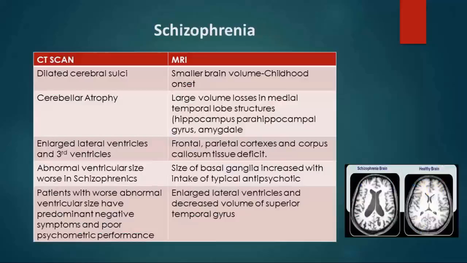Then in schizophrenia, CT scan and MRIs are also used to detect whether a patient has schizophrenia or not. The CT scan helps to show dilated cerebral sulci, cerebellar atrophy, enlargement of the ventricles, and abnormal ventricular size, which is much worse in schizophrenia. When we look at the diagram on the left side of the slide, we realize that the ventricular size has increased, widened, in the schizophrenic patients as compared to the healthy brain.